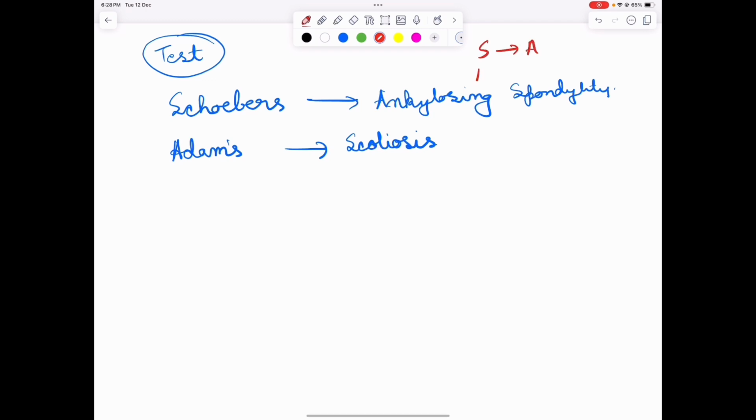So how to remember? We have S to A and A to S for these two tests. In Adam's, you have to remember that if on forward bending the scoliosis resolves, then it is postural scoliosis, and if it does not resolve, then it is structural scoliosis.